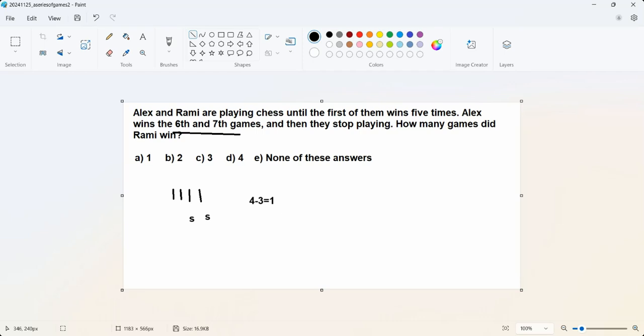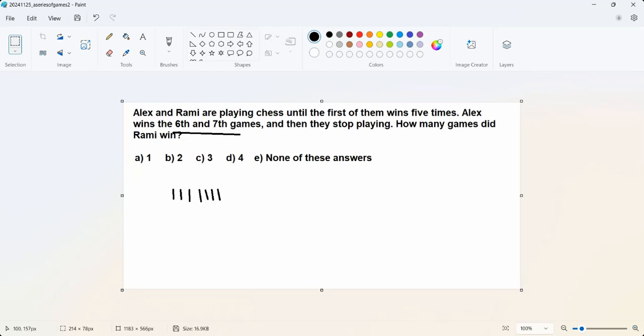We know what to do here. We draw the total number of games, so five, six, and seven. We have a total of seven games. So we delete the extra lines, and we have seven games and seven lines drawn here.